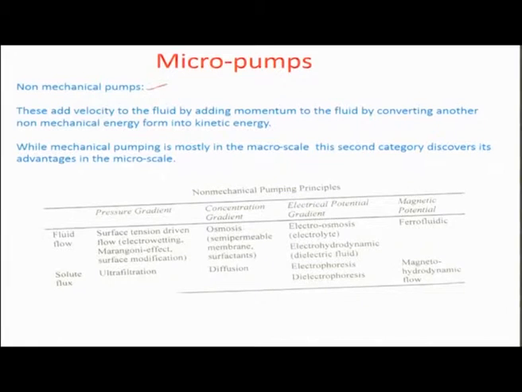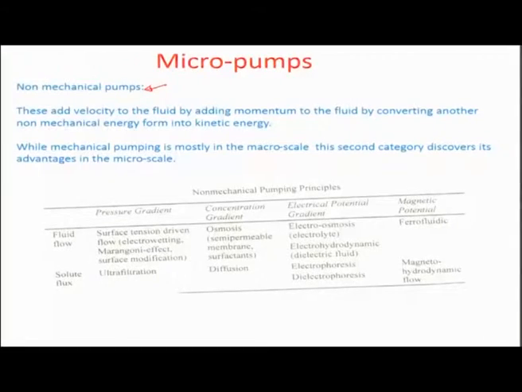Then there are many non-conventional, non-mechanical processes which are related to fluid flow and fluid behavior aspects, for example, surface tension, electrowetting, electroosmosis, osmosis, ferrofluidics, and so on, where the nature of the fluid and its interaction with the surfaces of the devices would be responsible for the forward movement of the fluid. So in the non-mechanical pumps, we add velocity to the fluid by adding momentum to the fluid, typically by converting another non-mechanical energy into kinetic energy. This non-mechanical energy may be electrostatic energy, or surface tension based energy, and so on.